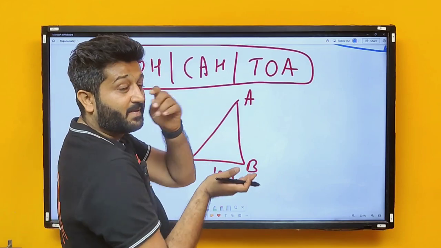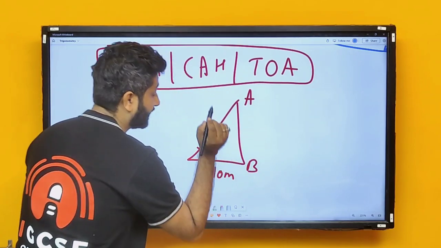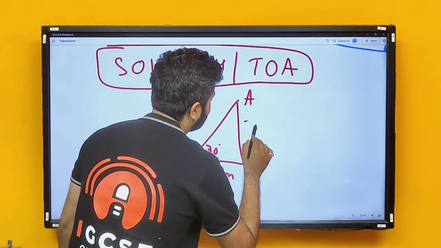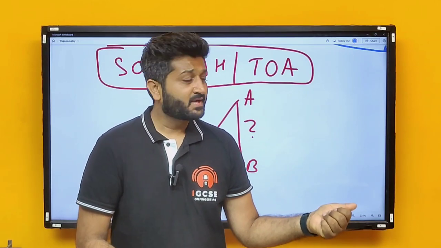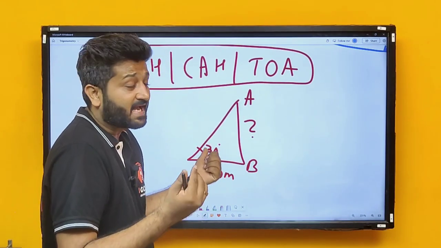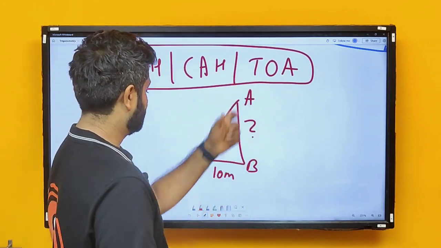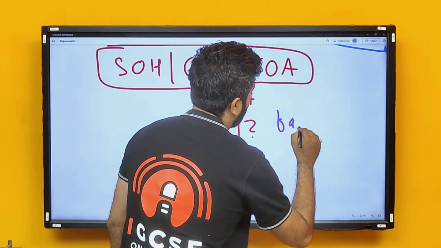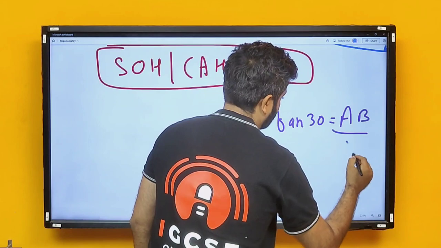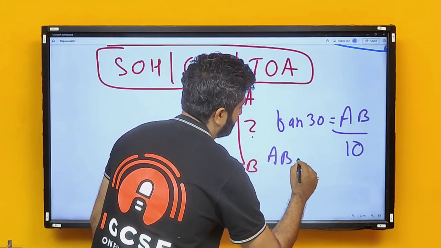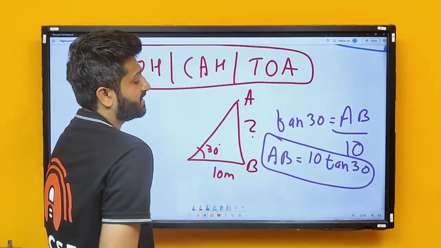Then I look to the top of the building and I see that the angle this forms is 30 degrees. Now I want to measure the height of the building. Which identity will be applicable here? I have the angle. What I need to find is the side opposite to this angle, and I also have the adjacent. So I'll use tan theta. Using tan, I can say tan 30 is AB upon 10. So my AB is 10 times tan 30.